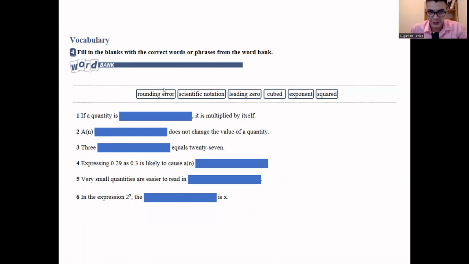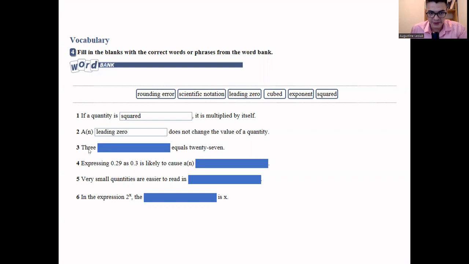Here are the answers. If a quantity is squared, it is multiplied by itself. So square is 2, right? So it's exponent 2. So that's why it's multiplied by itself. Next, a leading zero does not change the value of a quantity. So leading zeros are just the zeros that are in front of the decimal. They don't change the value of the quantity if you have them there or not.